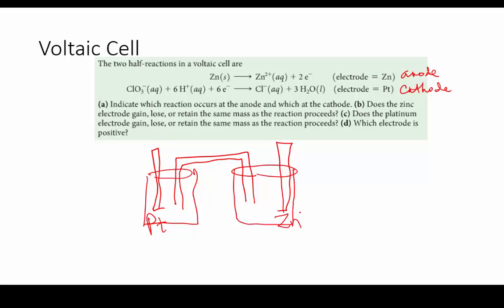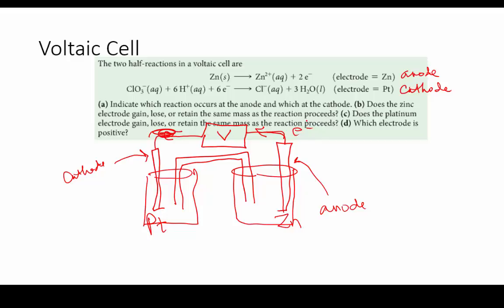I know that my zinc electrode is going to be my anode. So this one's going to be my anode, and I know this one is going to be my cathode. I'm going to have a wire that connects these two with a voltmeter. My electrons are going to flow this way, from the anode to the cathode.